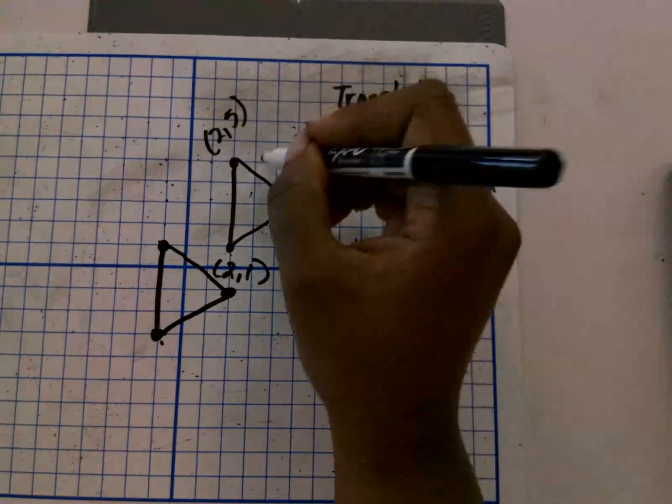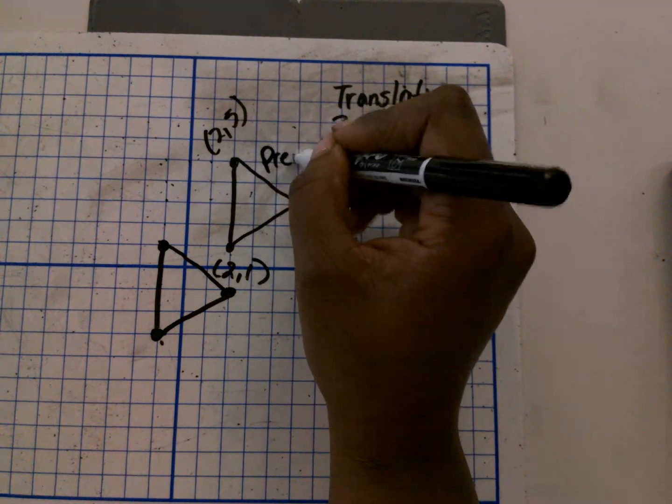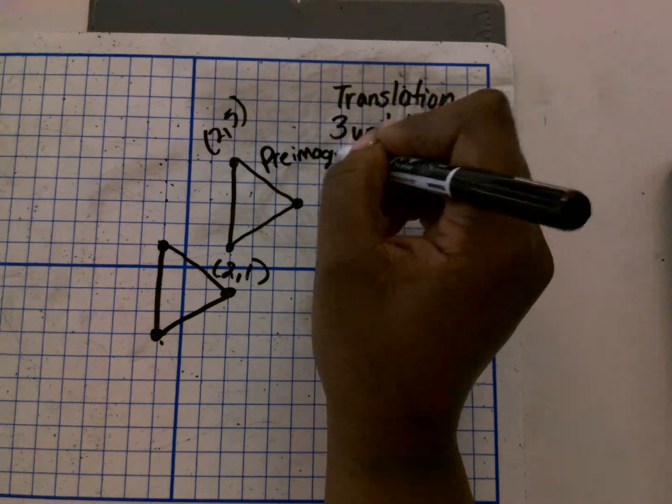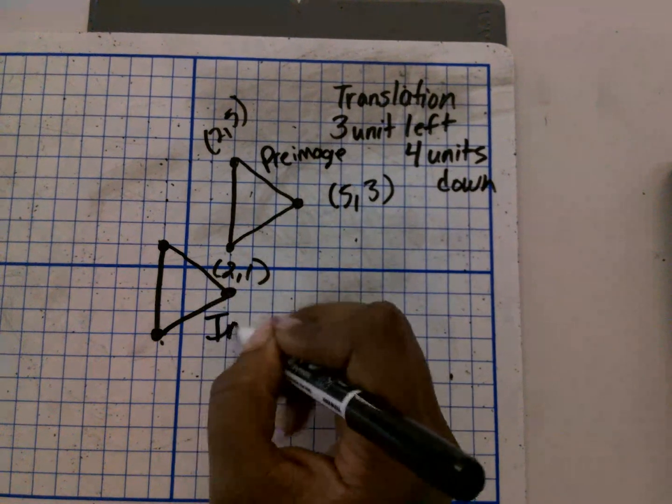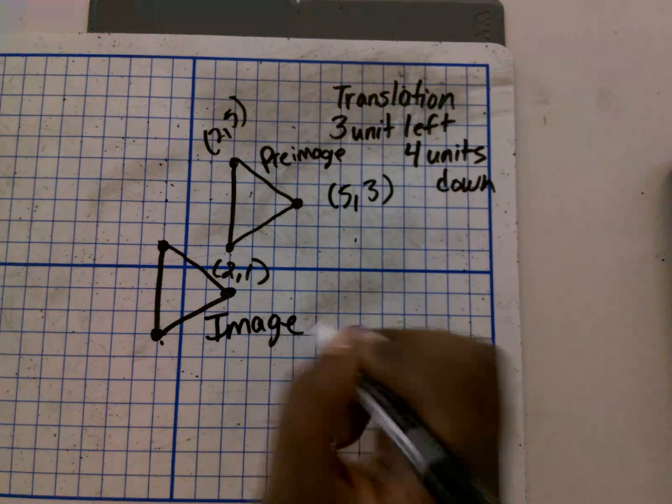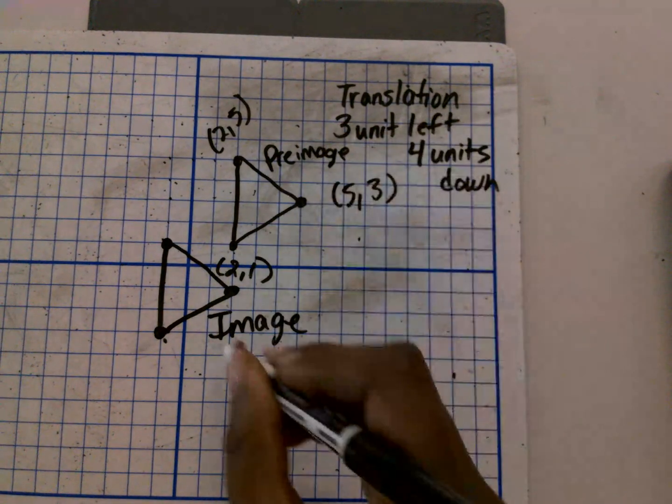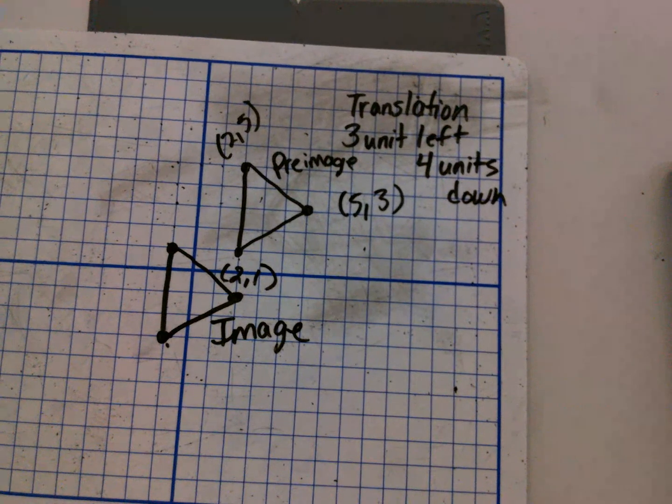Where it started is the pre-image before the move. Where it moved to is the image that's after the move. Before, after. Any questions about that? Okay. Would you like to try one on your own, or do you need me to do one more with you? Okay, all right. Okay, so let's grab another triangle, okay?